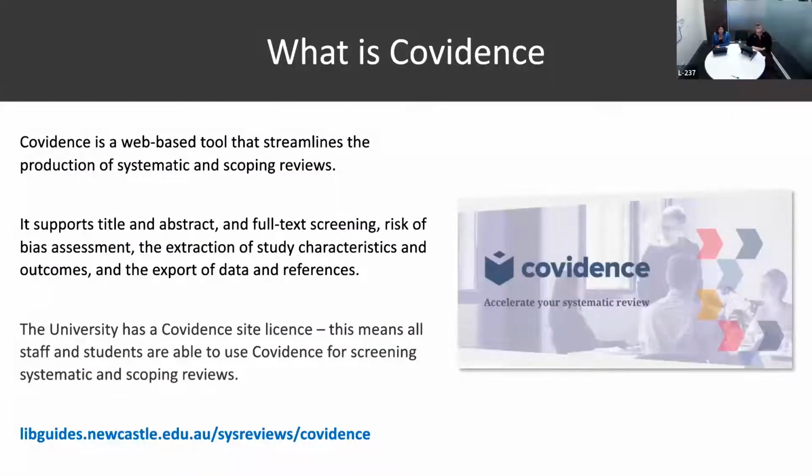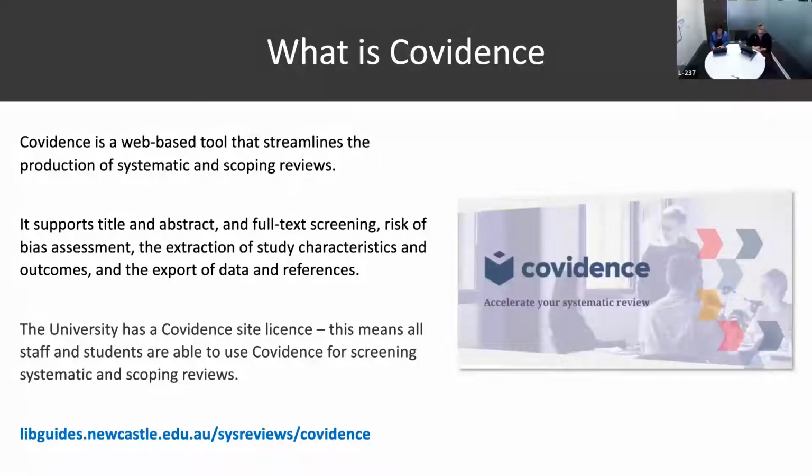So what is Covidence? Covidence is a web-based tool that streamlines the production of systematic and scoping reviews. It streamlines the screening process of your review, so it supports title and abstract and full text screening. It also includes the risk of bias assessment. It can also extract study characteristics and outcomes, and export data from the resources and your references.